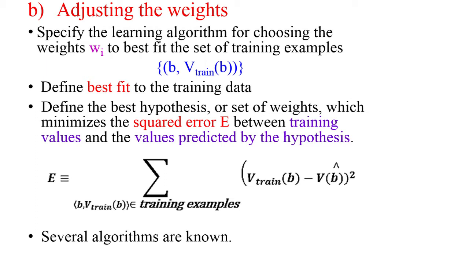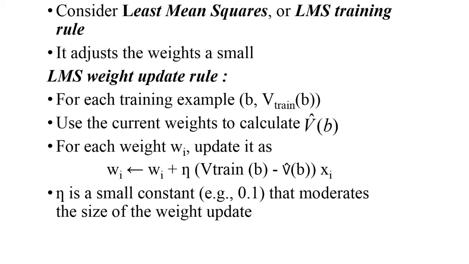Several algorithms are known for finding weights of a linear function that minimizes capital E. Consider an algorithm called least mean squares, or the LMS training rule. For each observed training example, it adjusts the weights a small amount in the direction that reduces the error. On this training example, it means we adjust the weights such that the error becomes 0 or becomes minimum.